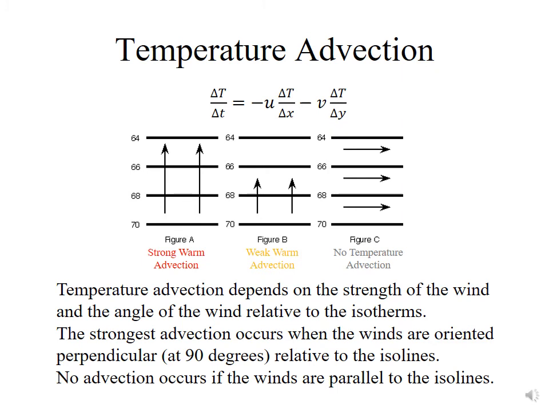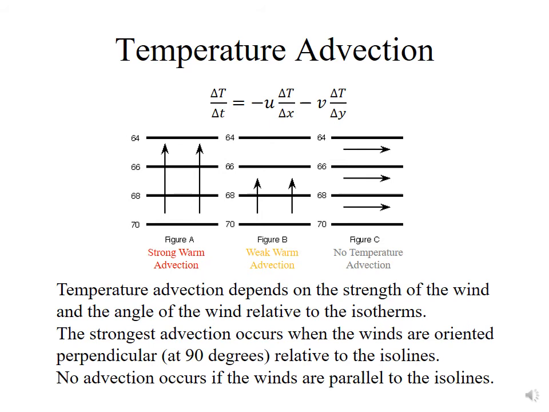And so the temperature advection depends both on the strength of the wind, that would be the U and the V components, and the angle of the wind relative to the isotherms, basically the strength of the temperature gradients as well. So in figure A, we have wind from the south, where temperature is decreasing from the south to the north. And in this case, the southerly winds are bringing warmer air to a given site. We refer to that as warm advection.